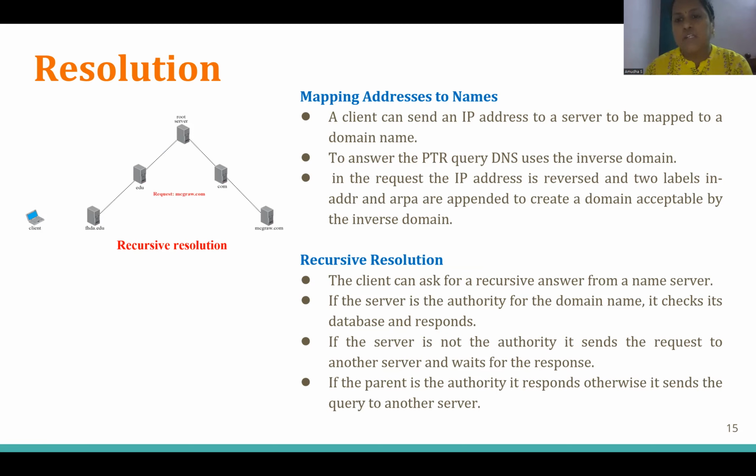In the request, the IP address is reversed and two labels, in-addr and arpa, are appended to create a domain acceptable by the inverse domain. Recursive resolution: the client can ask for a recursive answer from the name server. If the server is the authority for the domain name, it checks its database and responds. If the server is not the authority, it sends the request to another server and waits for the response.